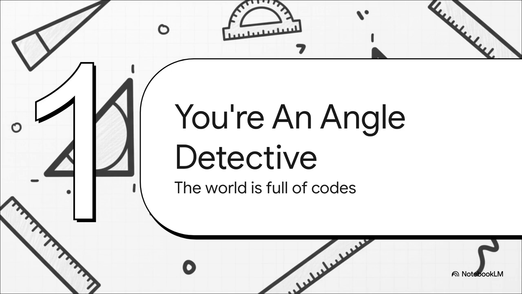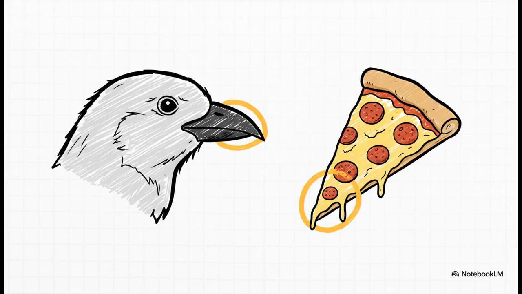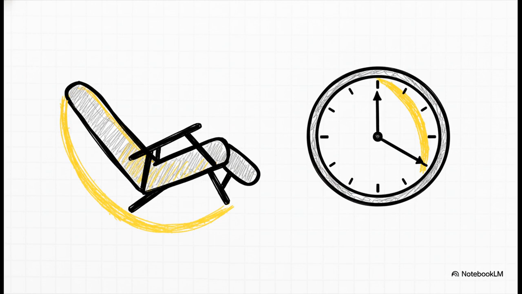You've learned the basics of the code, and you have the skills to spot it everywhere. Because believe me, the world is full of these little codes, just waiting for you to crack them. From now on, when you look at the corner of a window or a TV screen or a picture frame, you'll know you're spotting right angles. And when you see the beak of a bird or maybe a slice of pizza, you'll know you're spotting acute angles. And when you see a reclining chair leaned back or the hands on a clock at, say, 4 o'clock, you'll know what you're seeing.